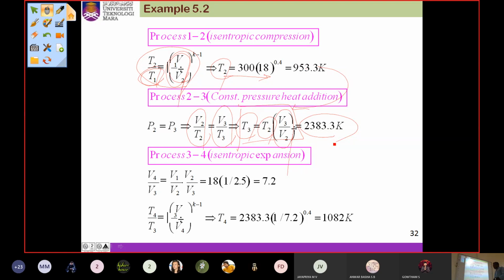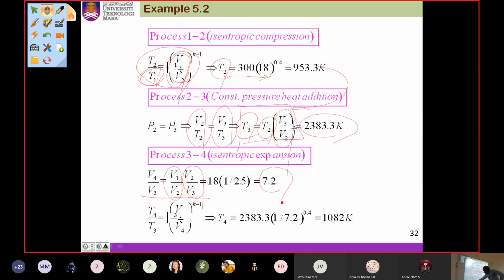Then we can move to the next process. There is again isentropic expansion. So we know the formula again. It is V4 by V3 is equal to V1 by V2 into V2 by V3. Right. So if you substitute, you know the values, right? You know the value, that is the compression ratio. Then this is the inverse of the cutoff ratio, V2 by V3. We can substitute. Then finally we can get the V4 by V3 volume ratio as 7.2.